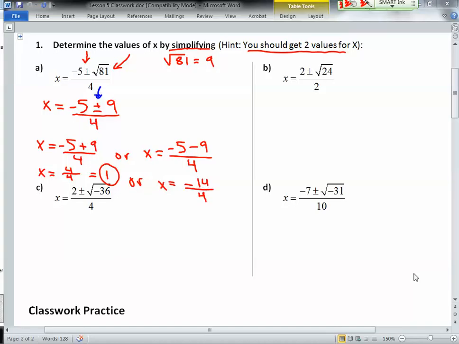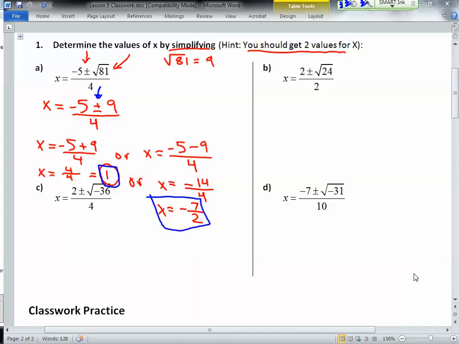And now I just see if I can simplify that fraction. They're both multiples of 2, 14 and 4 are. So I end up with x would equal a -7 over 2. So my first answer was a +1. My second answer was a -7 over 2.